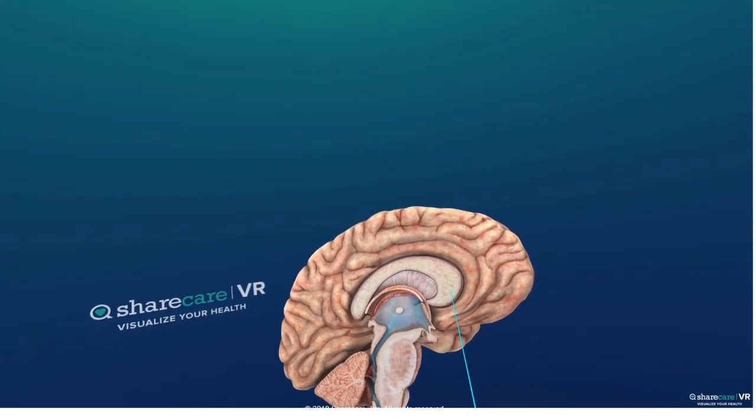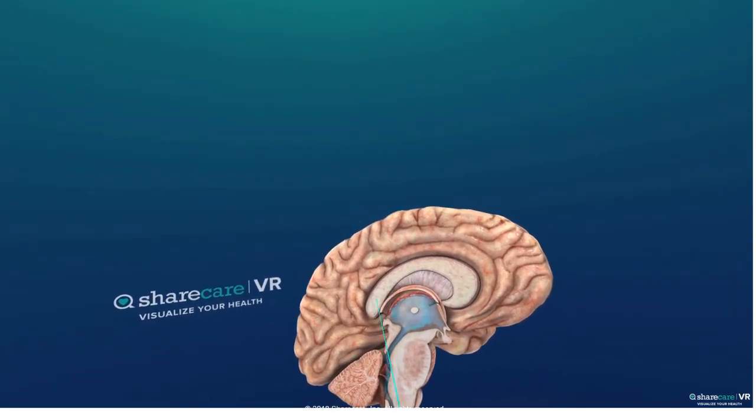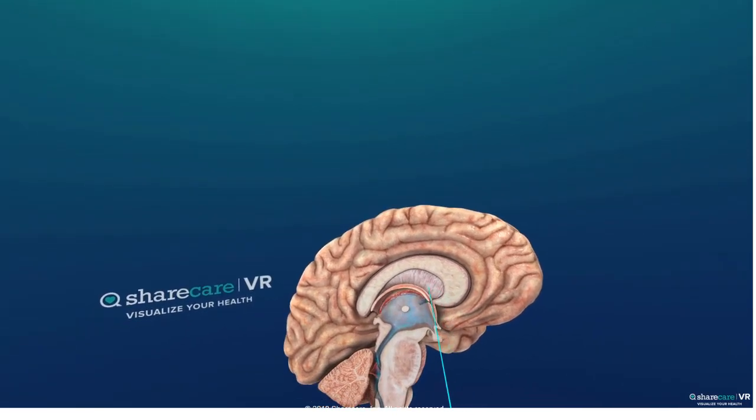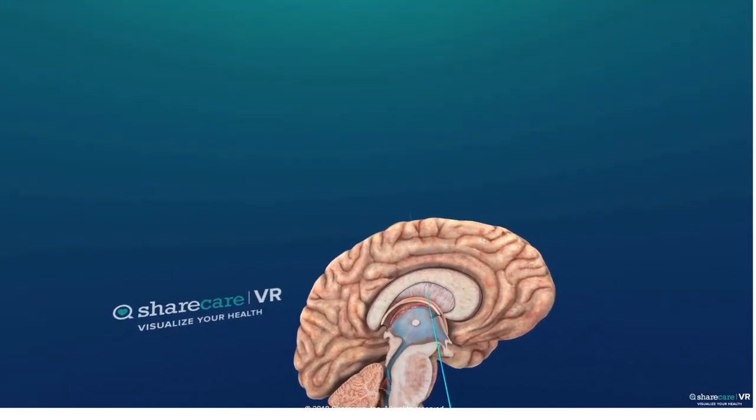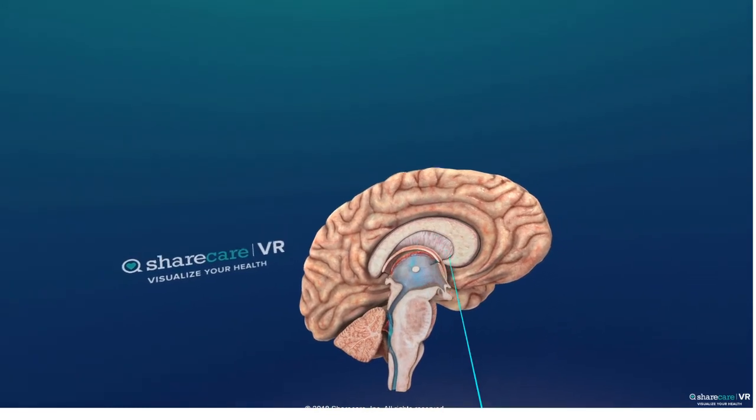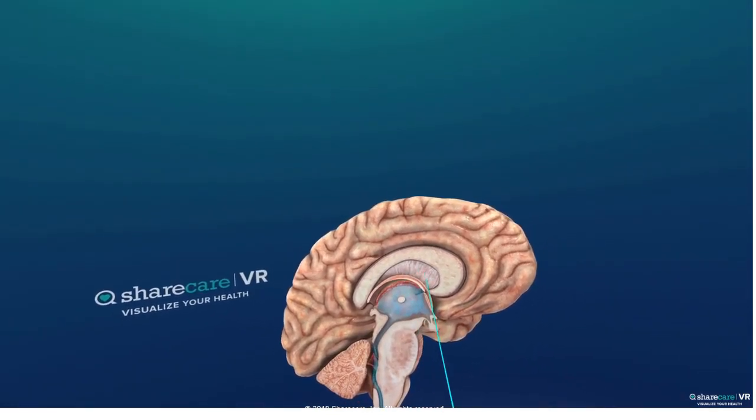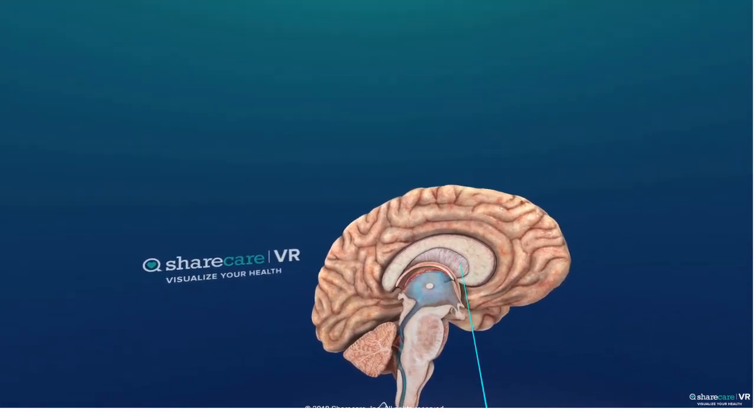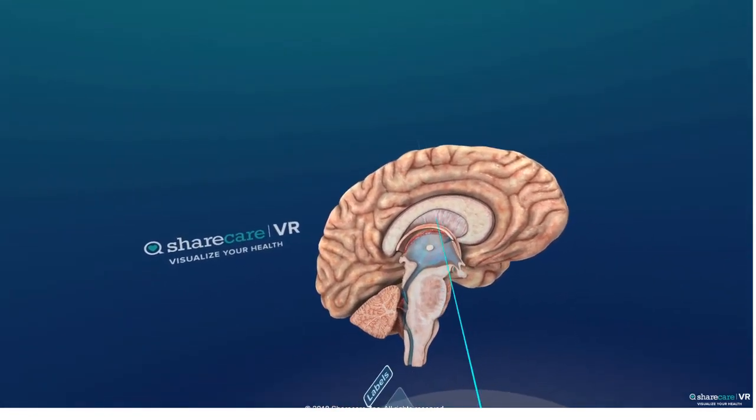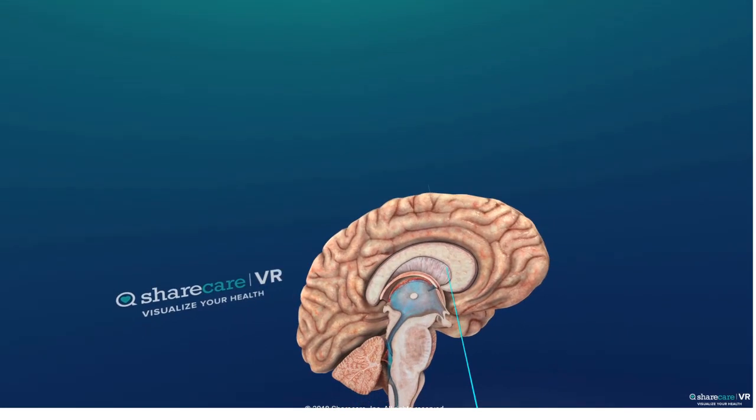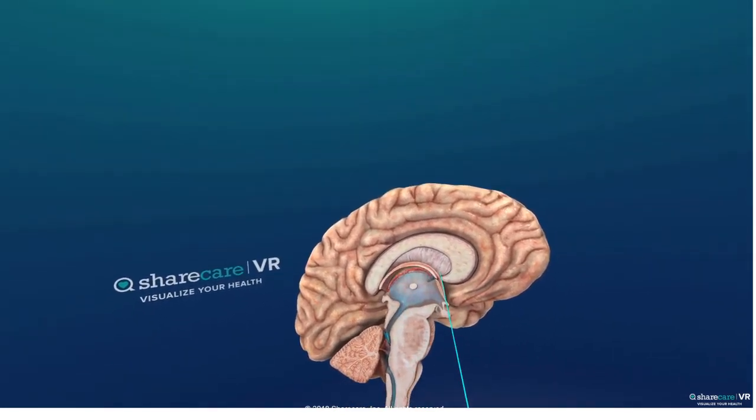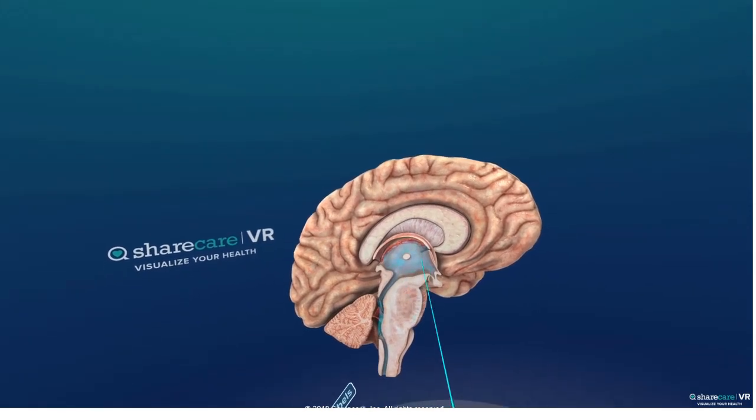You'll see the corpus callosum just inferior to the cerebrum, and inferior to that is that thin membrane, the septum pellucidum that separates the two lateral ventricles. So you won't see lateral ventricle here. You will see the septum pellucidum. And then below that, you'll see the fornix. Inferior to the fornix is the third ventricle.